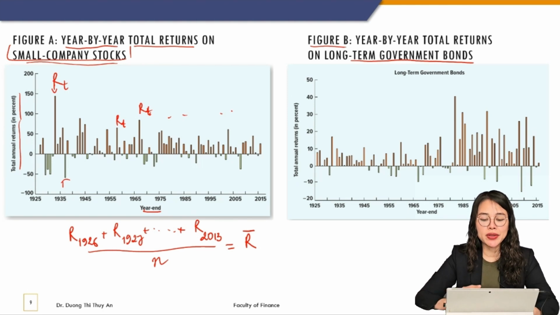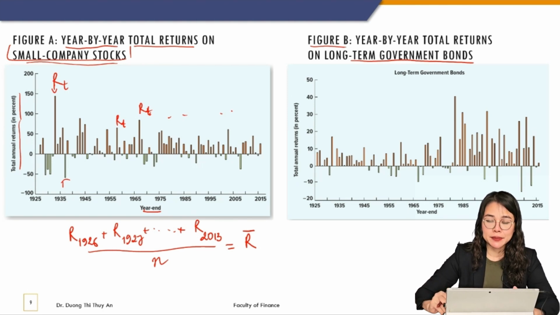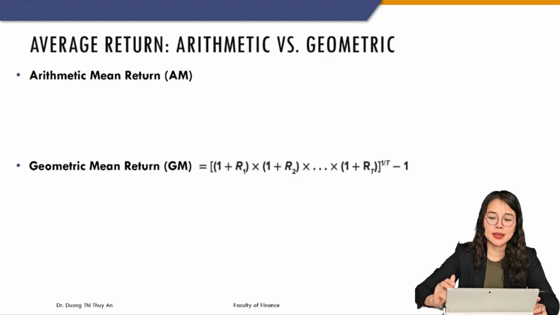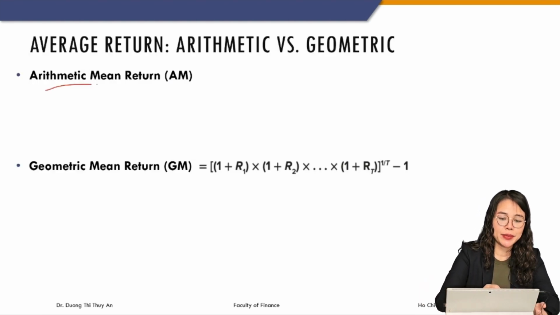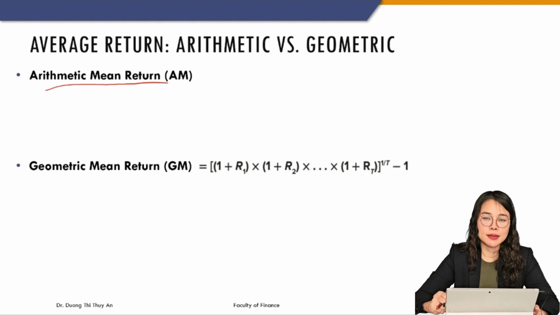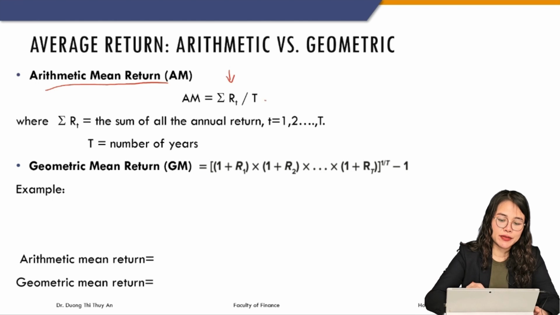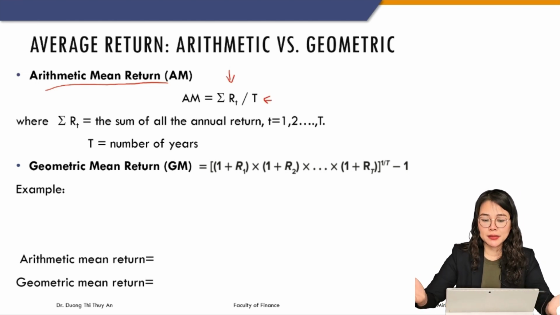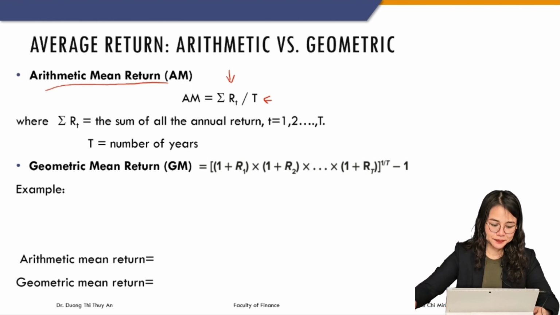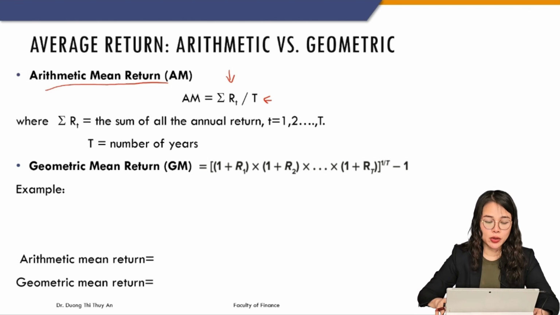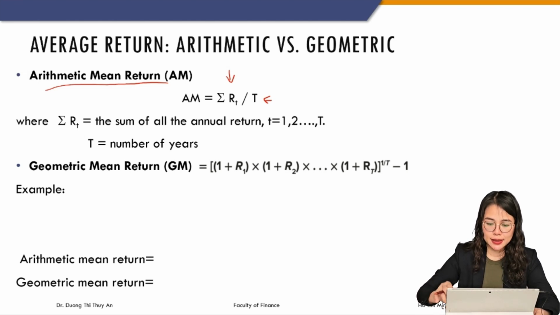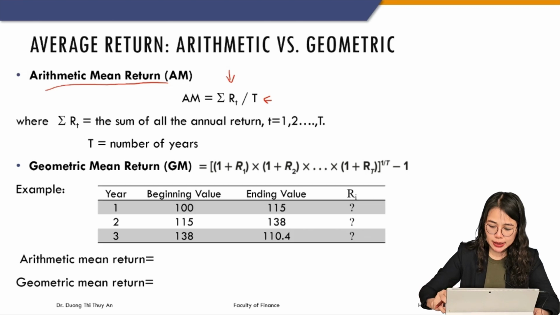We call this approach the arithmetic return, the arithmetic mean return. Okay, this is the formula. We take all the R_t and divide by T, the number of periods, the number of years. And apart from the arithmetic mean return, we also have the geometric mean return. So take a look at the formula.